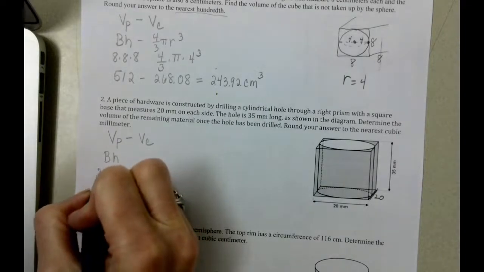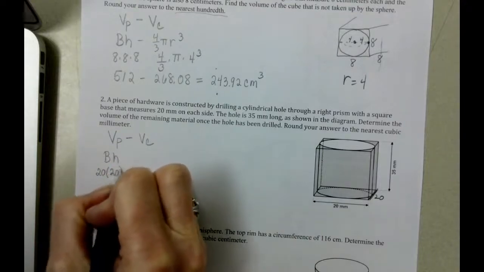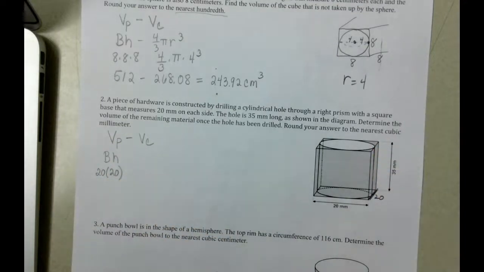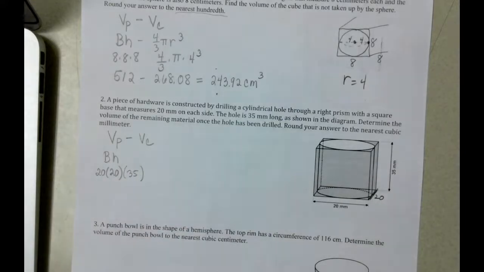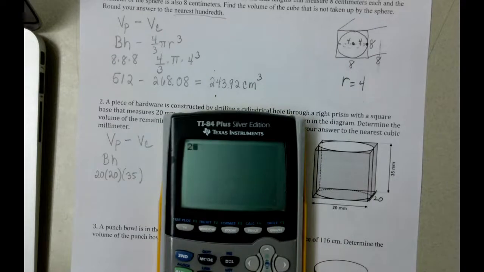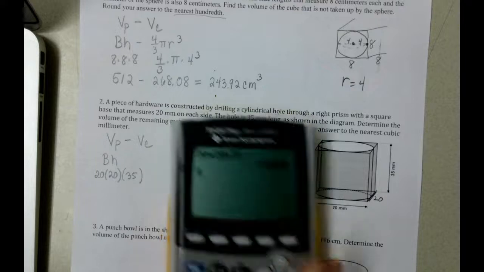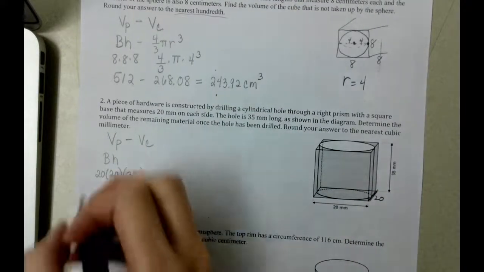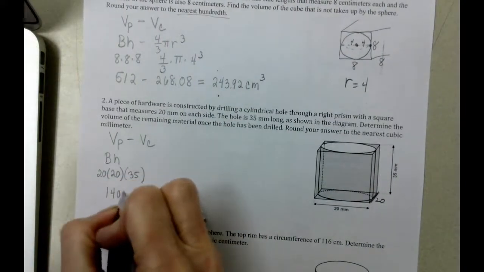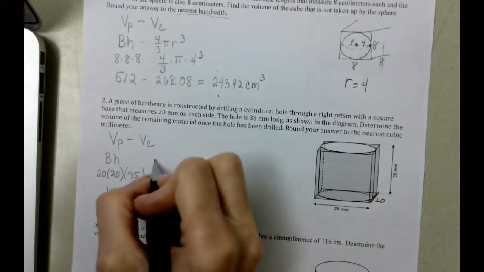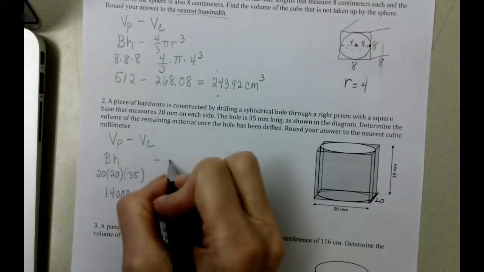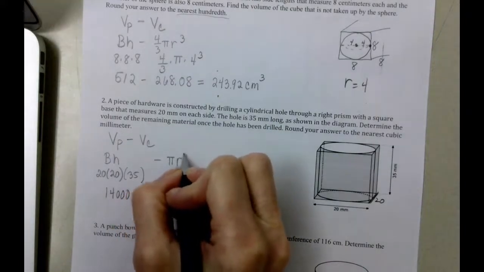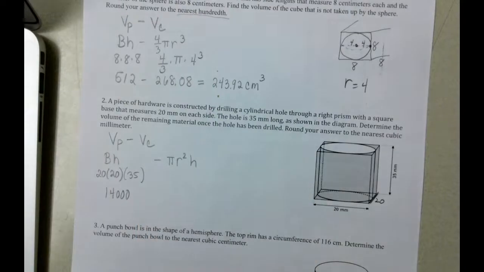So the area of the base is going to be 20 times 20, and then the height of our figure is going to be 35, and then we're going to go to decimal, so we're going to pull up our calculator. We're going to do 20 times 20 times 35, which is 14,000. So now we're going to subtract from that the volume of the cone, and the formula for the volume of a cone is pi r squared h.